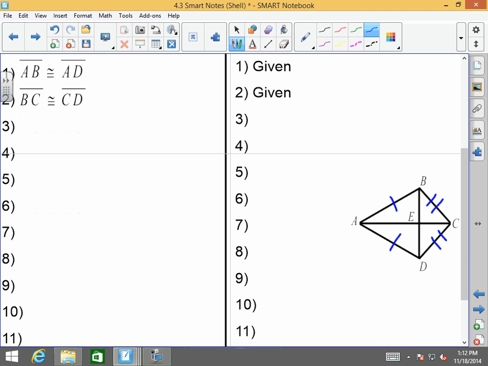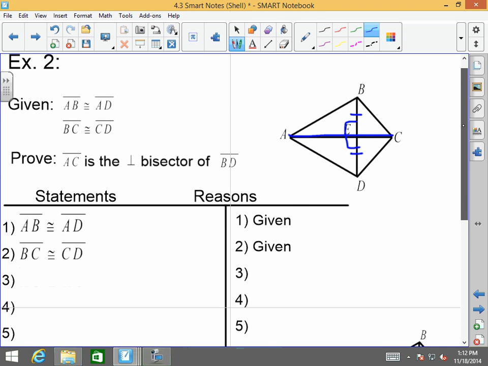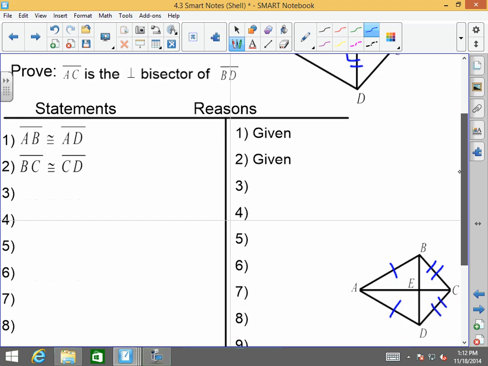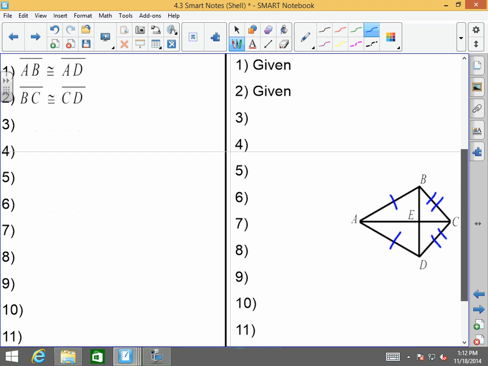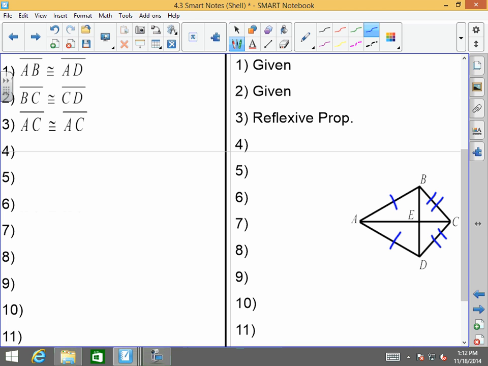Now think about what we have to prove. I'm going to go up to it again. Think about what we have to prove, okay? We're going to have to take a detour here. Where do you think we would go from here now? AC is congruent to AC, reflexive property. Okay, that's my detour, guys. So AC is congruent to AC.